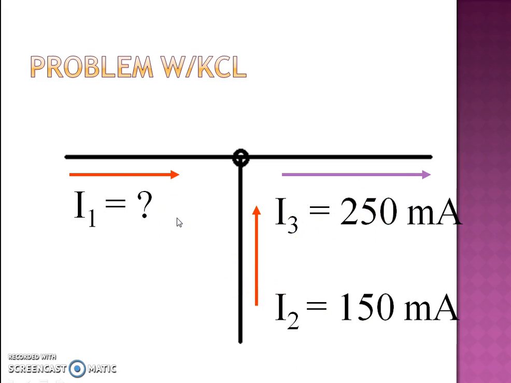So I1 is equal to I3 minus I2, 250 minus 150, nothing but 100 milliamps. So I1 is equal to 100 milliamps. So I1, 100 milliamps, plus I2, 150 milliamps, is nothing but I3, 250 milliamps. This is a simple problem which gives an idea about the KCL, Kirchhoff's current law.